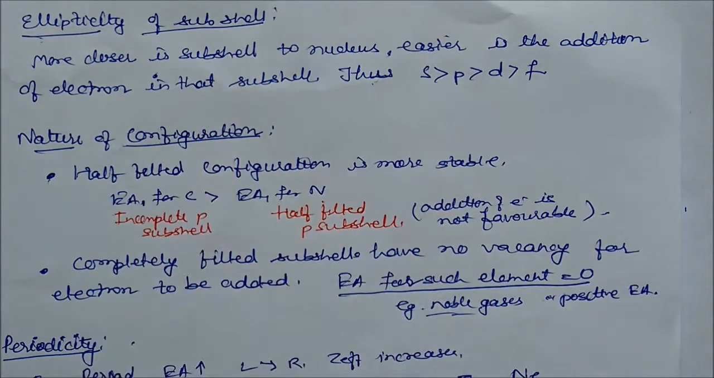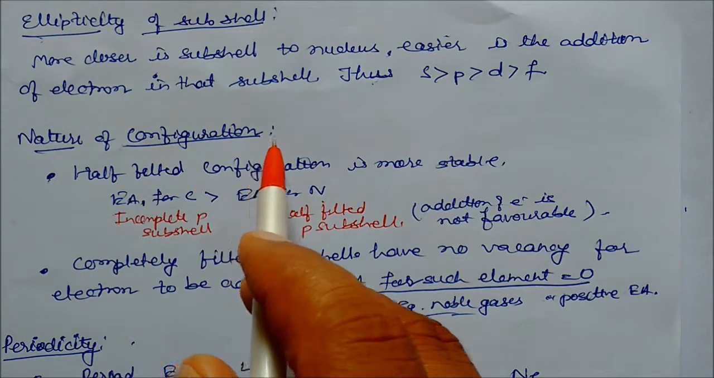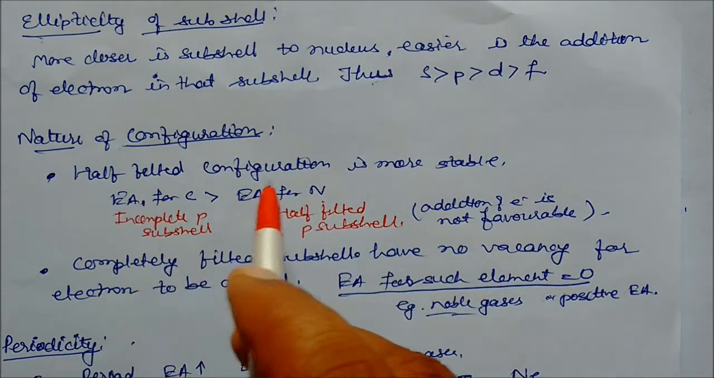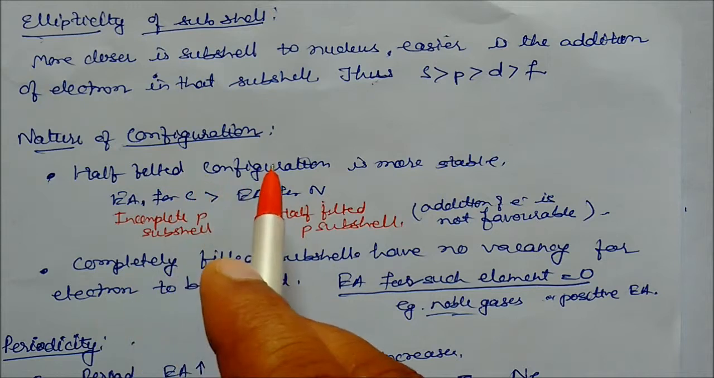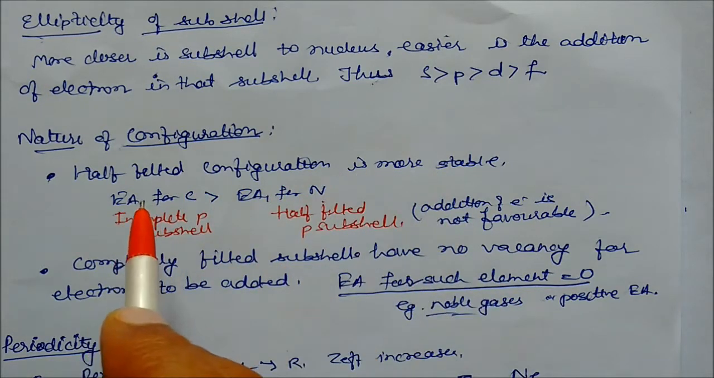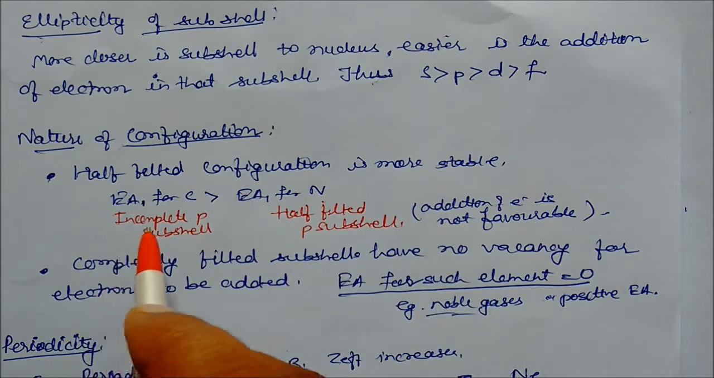Now next is the nature of configuration. Configuration means the arrangement of the electrons. A half-filled configuration is more stable. The half-filled configuration of an atom is more stable. Why is the half-filled configuration more stable? So let us take one example.